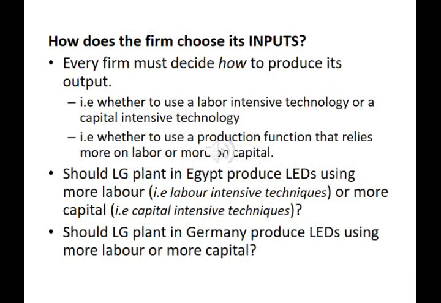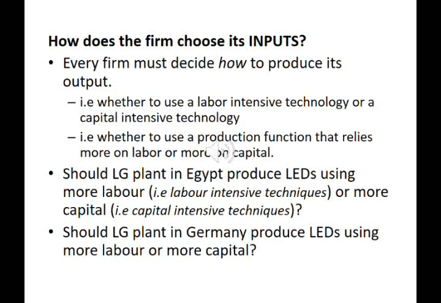So now we know how the total cost facing any firm can be calculated, and why the shape of the cost curves is U-shaped. Now it's time to know how the firm chooses its inputs or its factors of production. Every firm must decide how to produce its output, i.e., whether to use a labor-intensive technology or a capital-intensive technology. In other words, whether to use a production function that relies more on labor or more on capital.